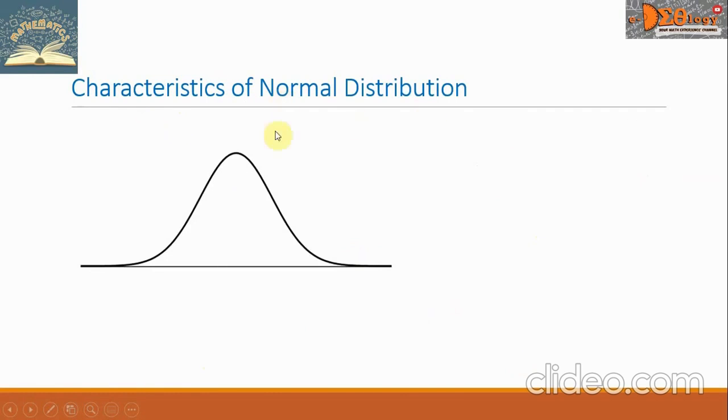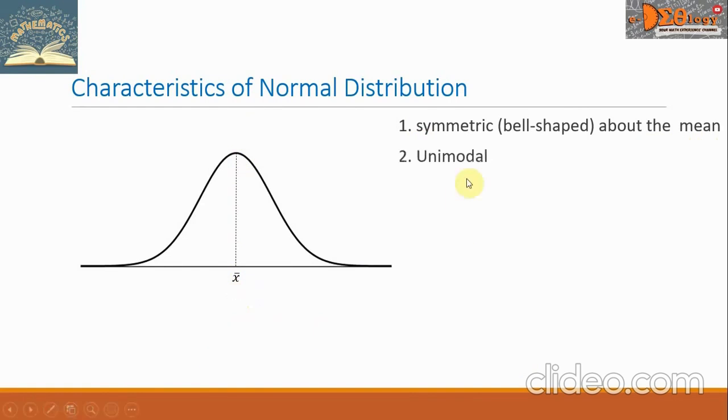The normal distribution has characteristics. Number 1, it is symmetric about the mean. Since it is bell-shaped, this vertical line at the center is where the mean is located, and there is symmetry about the mean. Number 2, unimodal. There is only one mode. We define the mode as the value with highest frequency, and from this graph, the highest peak corresponds to highest frequency. So the mode is also located at the center.